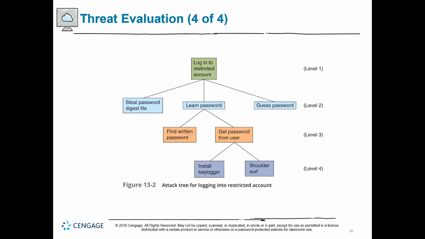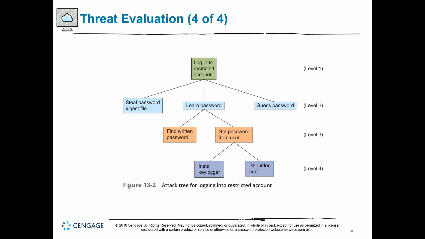Attack tree of stealing car stereo, and here's an attack tree for logging into a restricted account. The threat is logging into a restricted account. How can they do it? Steal the password, learn the password, or guess the password, right? If they learn the password, how are they going to learn it? They can either find it written down somewhere or get the password from the user.